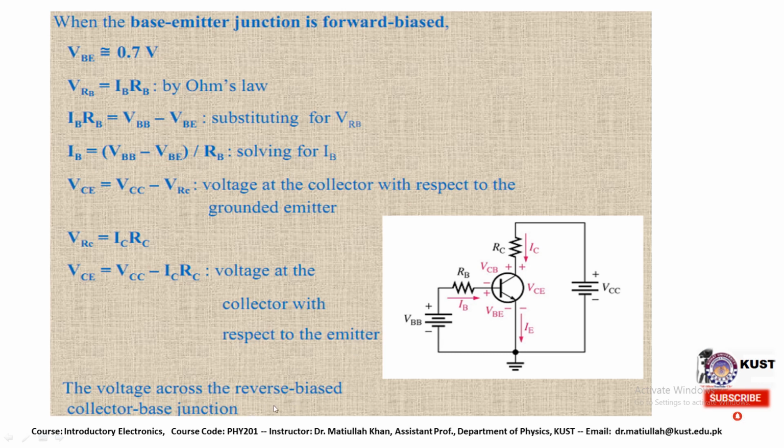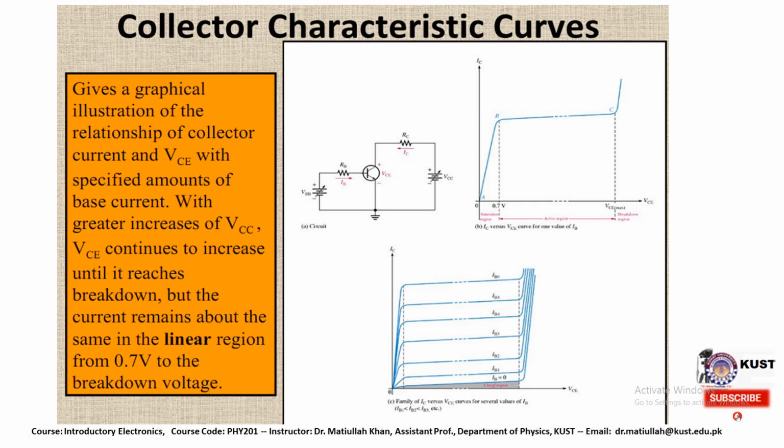So now we are coming toward the collector characteristic curves. What type of characteristic curve will we have for collectors? If we have a graphical illustration of the relationship of the collector current and the voltage, that is actually the collector emitter voltage, which is called VCE, with a specified amount of base current.